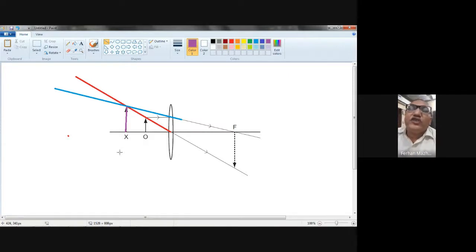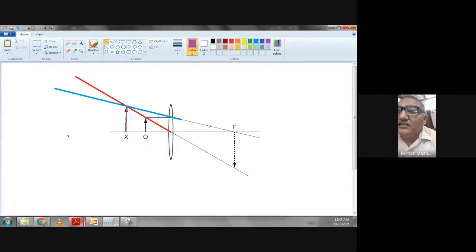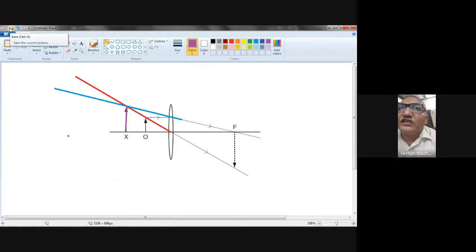And this image, as you can clearly see, its height is larger than the height of the object. So this image is magnified. This image will be virtual. This image will be magnified. And this image will be erect. It will be upright. So hopefully you have understood this.